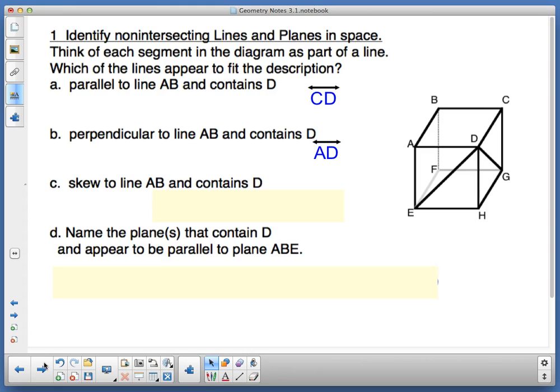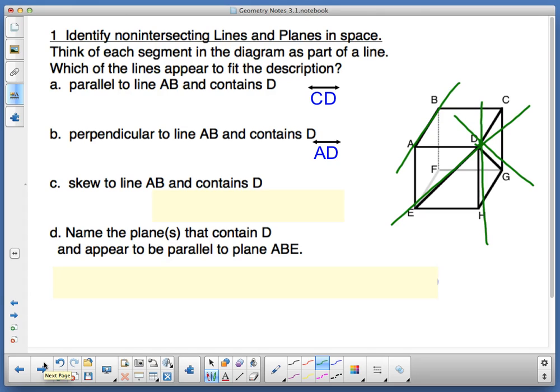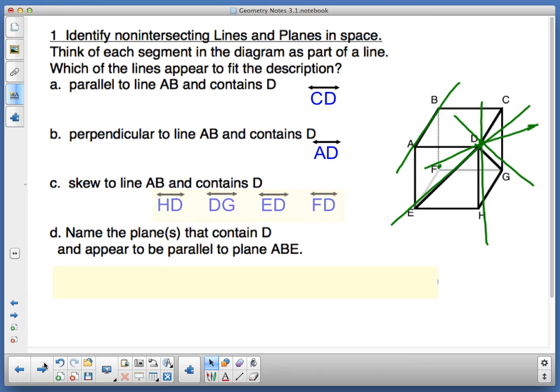Okay, so let's talk about this one. We're talking about skew to line AB, so it's got to contain D. The following are skew. You okay with those so far? Did I forget F to D? So those four. Make sure you're okay with what's happening.